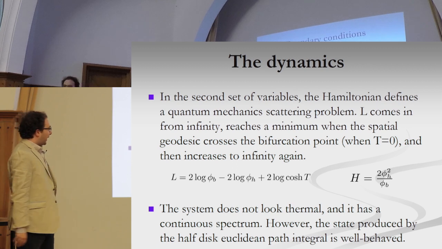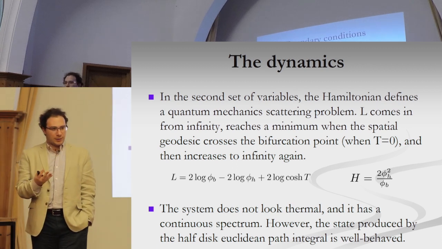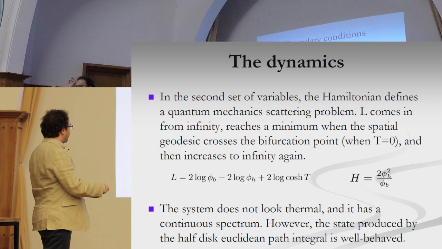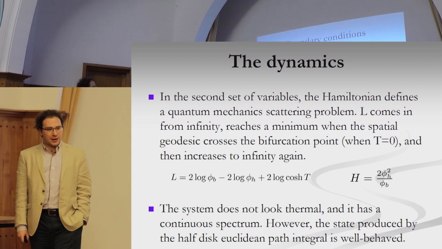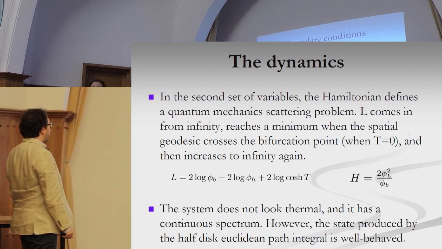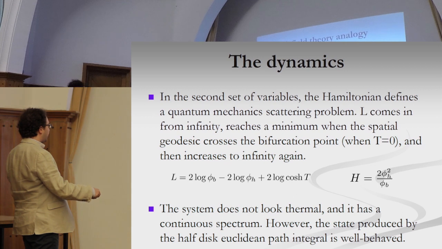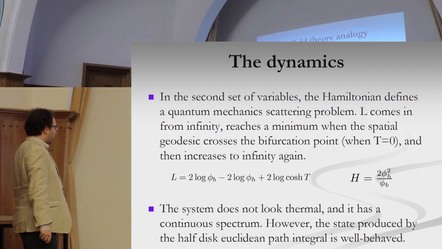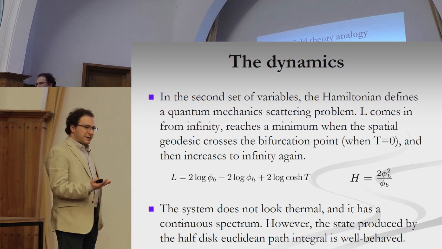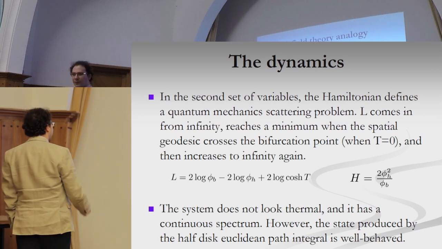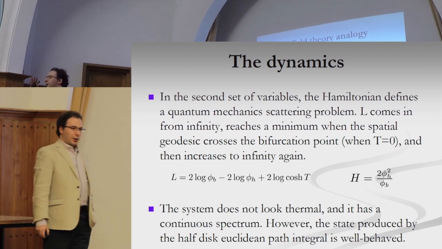So it looks like some quantum mechanics scattering problem in this L variable. The Hamiltonian is simple in terms of this phi h. To rewrite it in terms of this L and its canonical momentum is a complicated expression that I won't bother to write down. But the point is that it looks like some scattering system. So this L variable comes in from infinity, it gets repelled by a potential, and it goes back out to infinity again. But it doesn't look thermal. It doesn't seem to have any entropy interpretation. It has a continuous spectrum of the Hamiltonian.